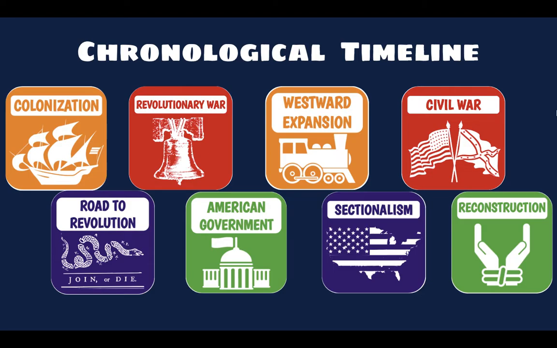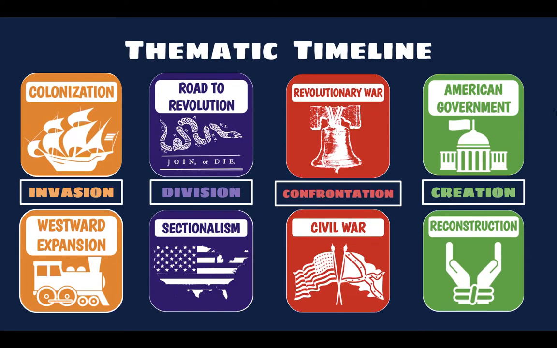Next, we would have looked at westward expansion and how the country grew in the early 1800s and headed west. Then sectionalism and how that westward expansion led to tension between the North and the South over the issue of slavery. That eventually turned into the Civil War, the war between the North and the South, and we'd finish the year with Reconstruction.